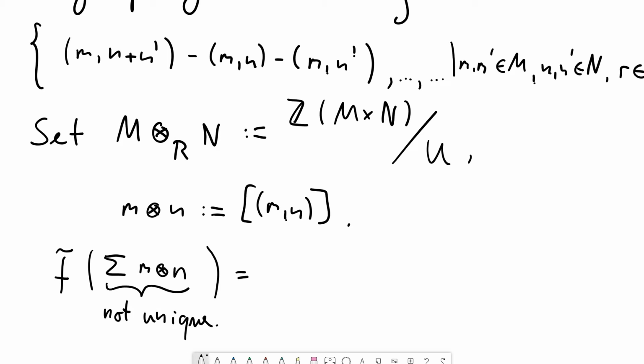But still, I get a well-defined assignment if I just say that I map this to the sum of f of m comma n. So why is this well-defined?